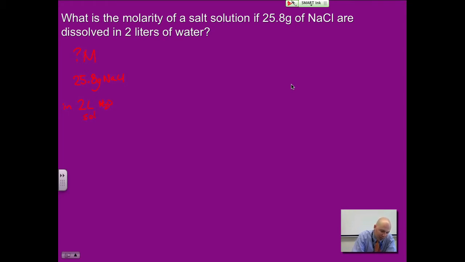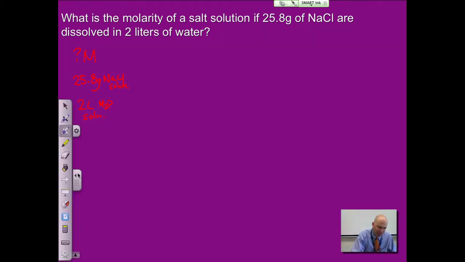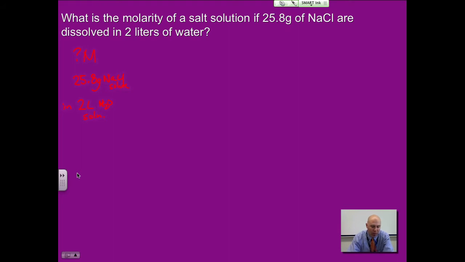Okay, so this is our solution. Obviously the 25.8 grams, that's our solute. Okay, so my formula, moles per liter.